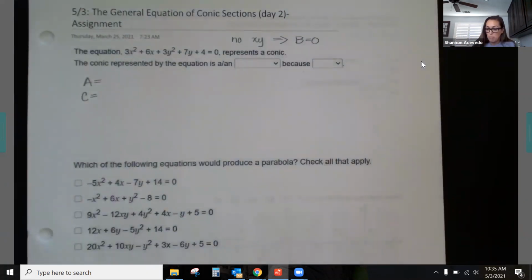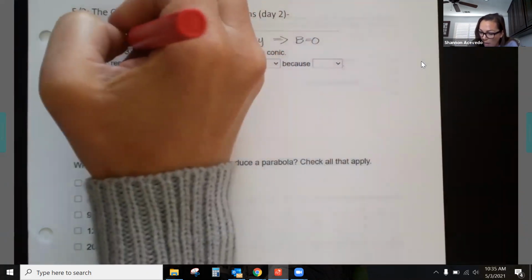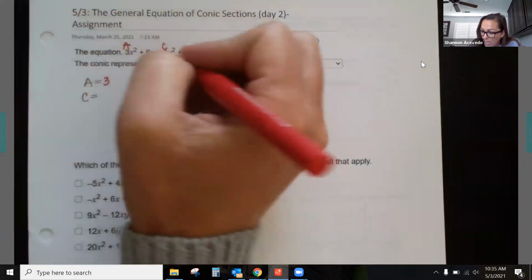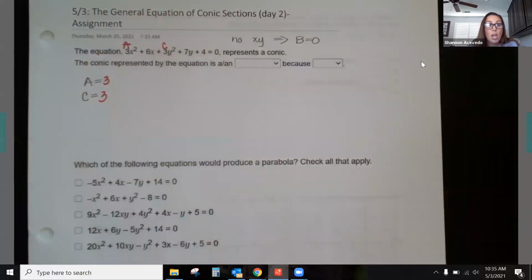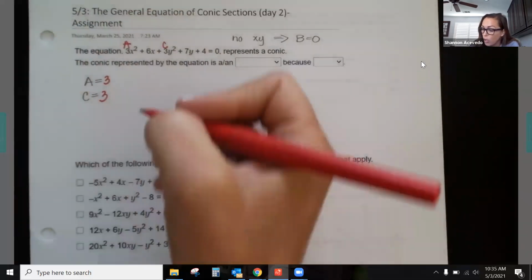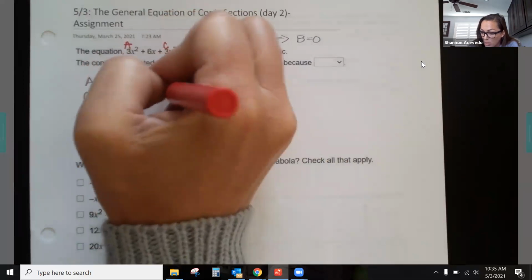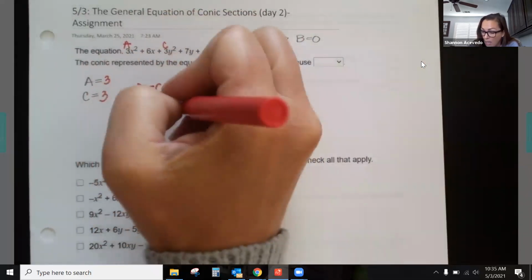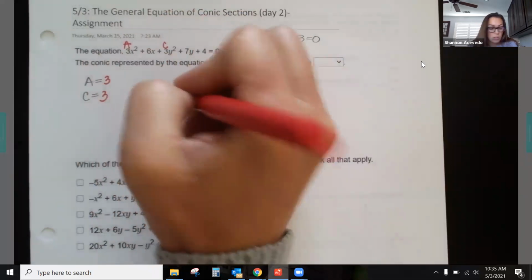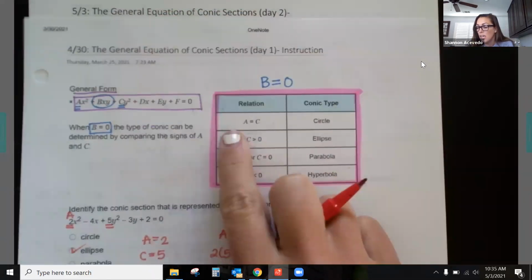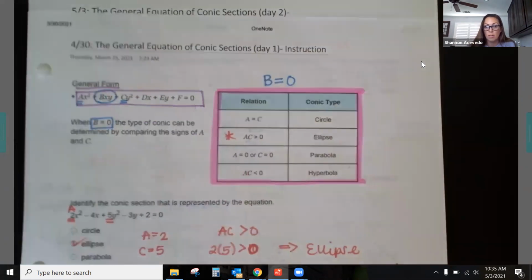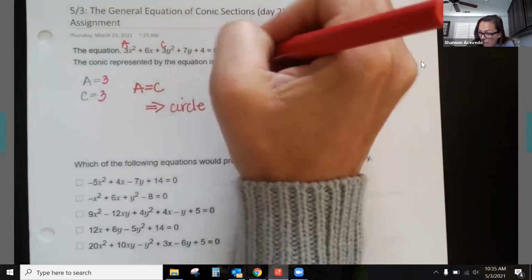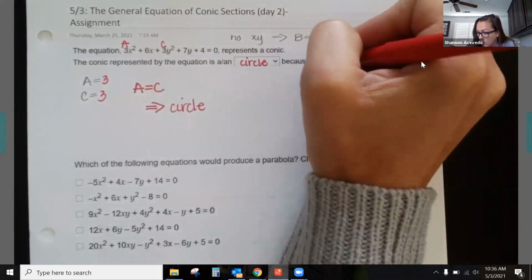When I look at this example, this is my A value, this is my C value. So A is equal to 3, C is equal to 3. They are equal to the same value, so A is equal to C. If that happens, then I should know it is a circle. So if A is equal to C, it's a circle. So in this case, it is a circle, because A is equal to C.